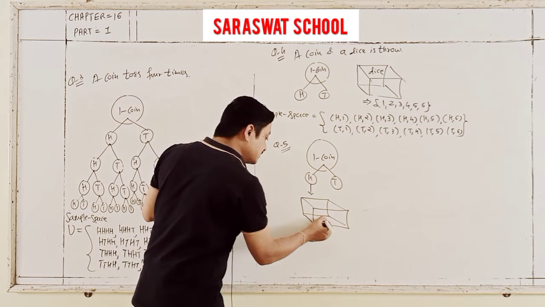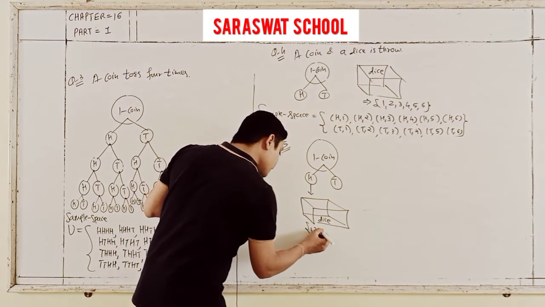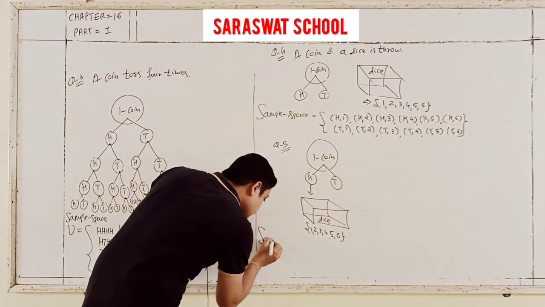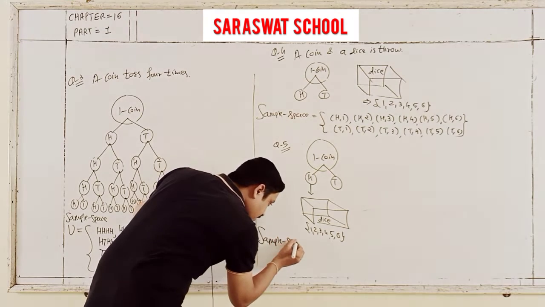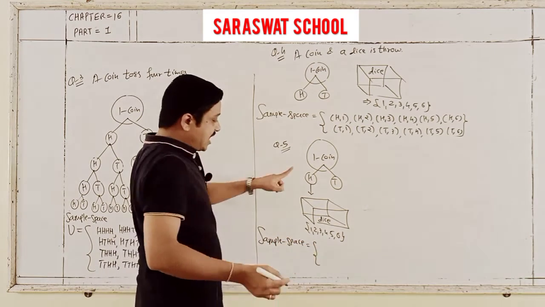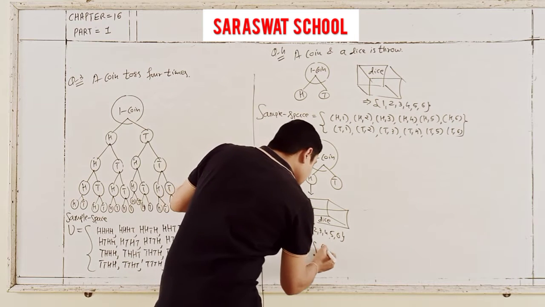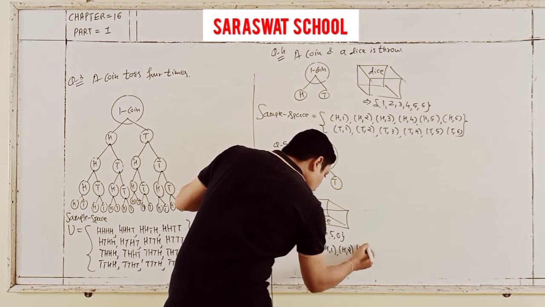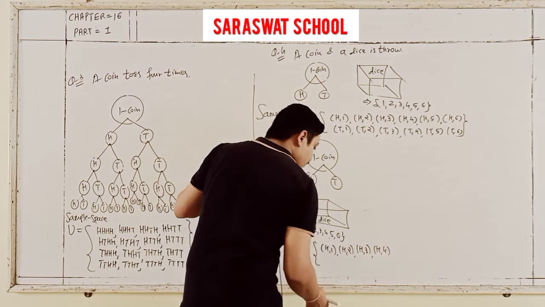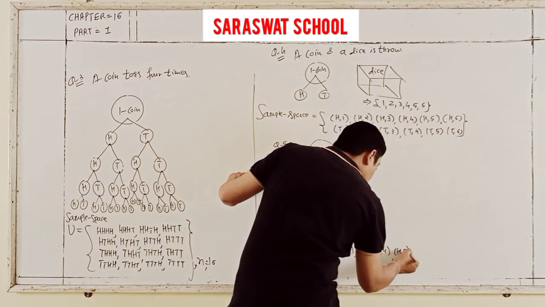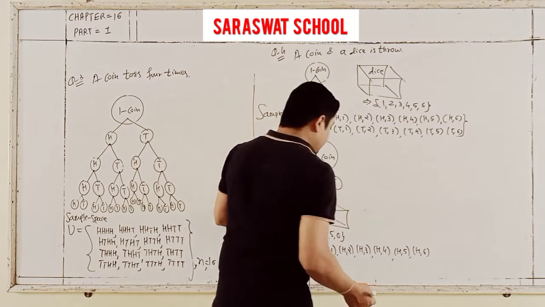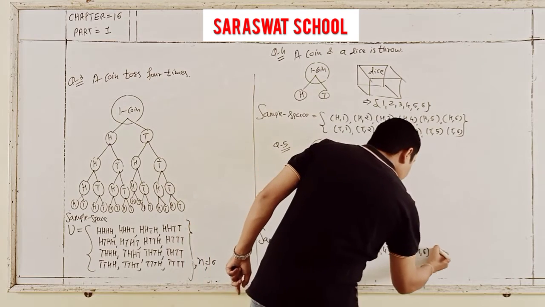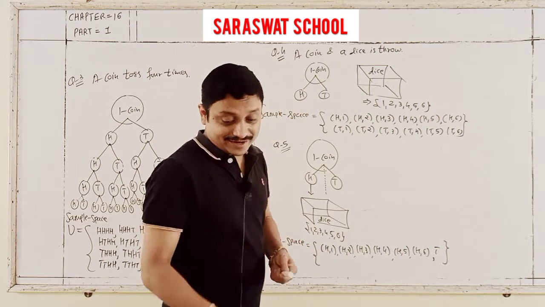This is a die. The numbers are 1, 2, 3, 4, 5, 6. So my sample space is H1, H2, H3, H4, H5, H6, and last, only T. And that's my final answer.